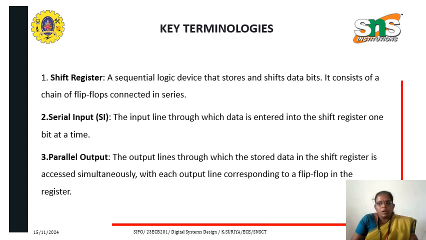Before going into how the shift register works, we will see some key terminologies. We know that a shift register is a sequential logic device that stores and shifts data bits. It consists of a chain of flip-flops which are connected in series. It has a serial input line through which the data is entered into the shift register one bit at a time, and output lines through which the stored data in the shift register is accessed simultaneously, with each output line corresponding to a flip-flop in the register, giving a parallel output.